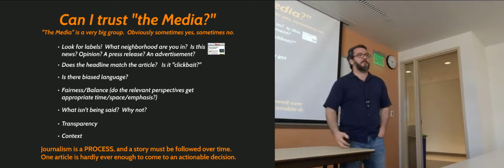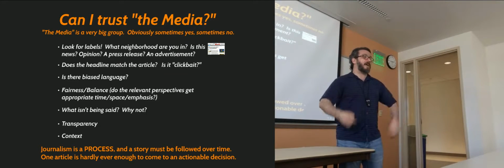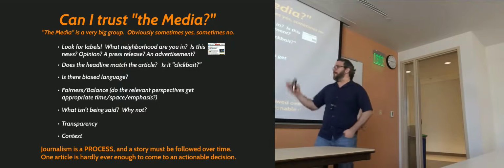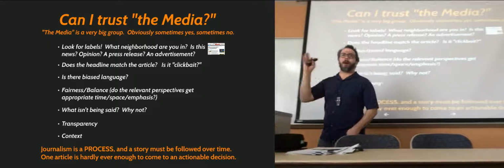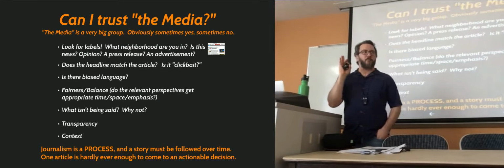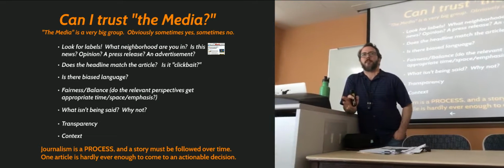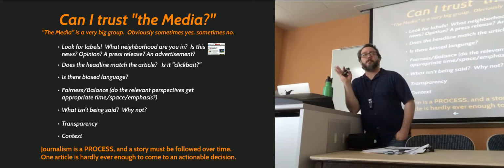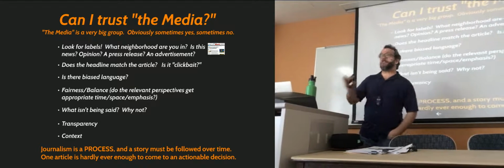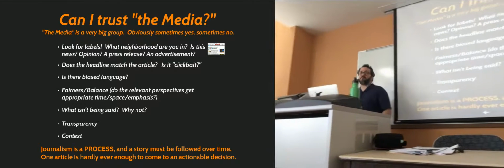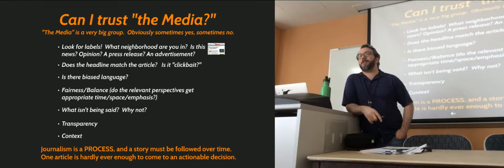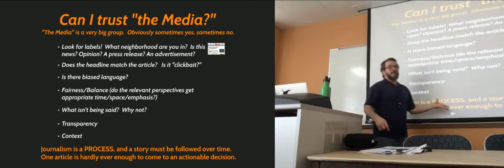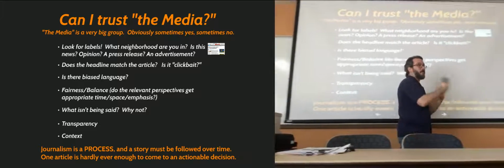If you want to have some sense of what the context for any journalistic article is, you need to be following stories over time. One article is hardly ever enough to get reliable, actionable information, the kind of stuff that you can make decisions about, whether to vote, whether to go protest, whether to call your legislator, whether you're going to step in and say something next time your neighbor says some dumbass shit that you disagree with. You need more than one story. This is a process that unfolds.